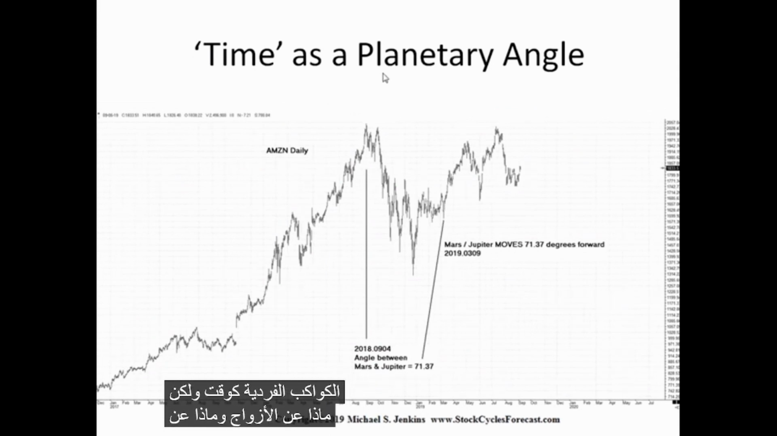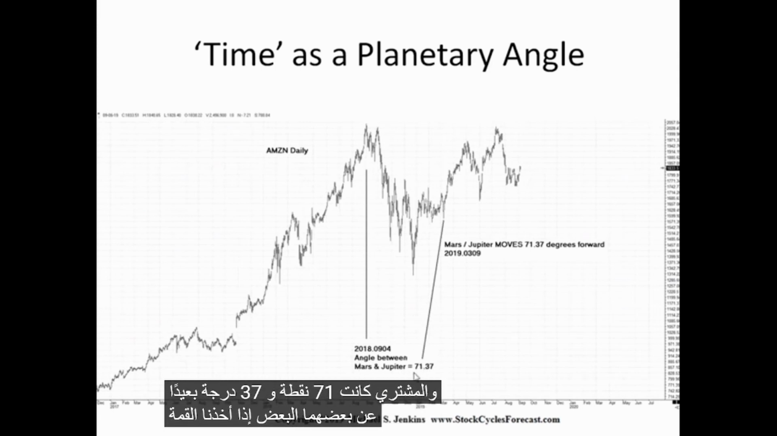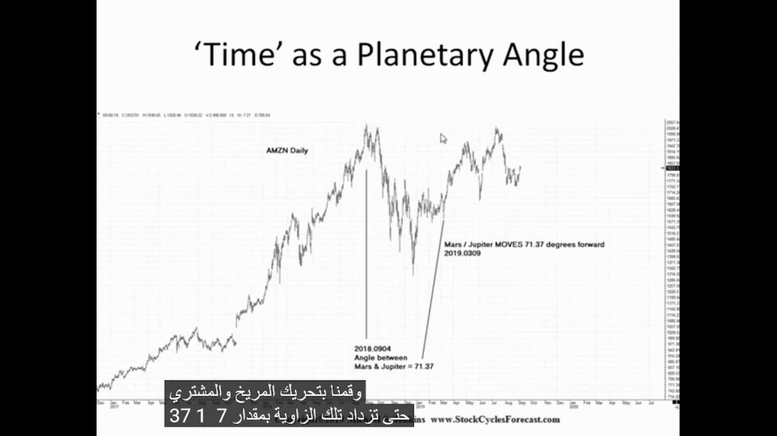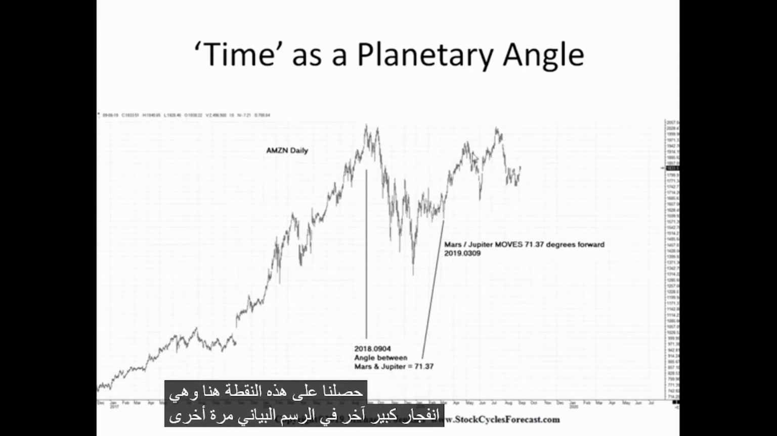Now, up to now, we've used the longitude of individual planets as the time. But what about pairs? What about the angle, the separation of the degrees between two planets? That works too. Here's Mars and Jupiter on the high day. Mars and Jupiter were 71.37 degrees apart from each other. If we take the high and we move Mars and Jupiter until that angle increases by 71.37, we get this point right here, which is another big blast off in the chart.